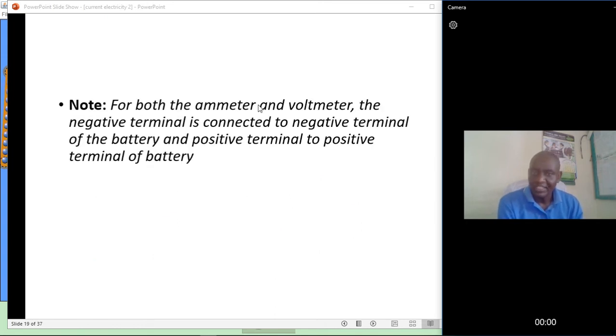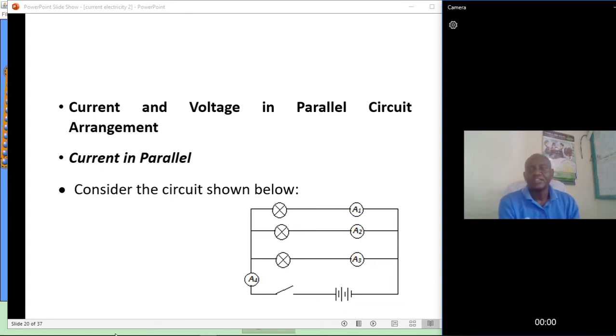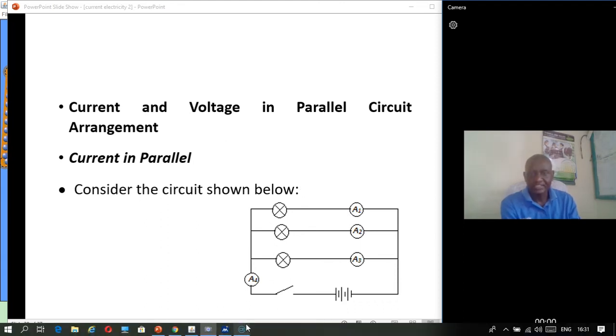For both the ammeter and the voltmeter, the negative terminal is connected to the negative terminal of the battery and the positive to the positive terminal of the battery. Now let's look at current and voltage in a parallel arrangement. We want to know what current 1 and current 2 are. The same setup, we go back and measure that.